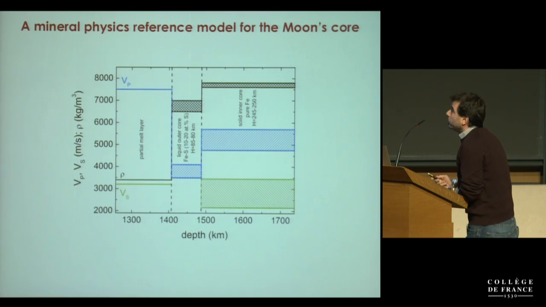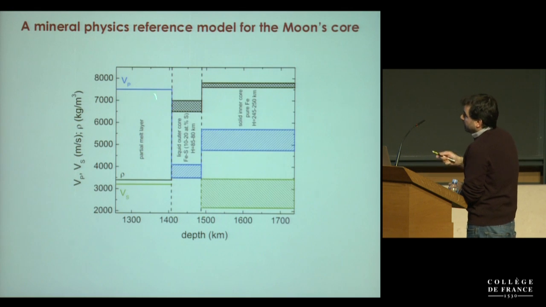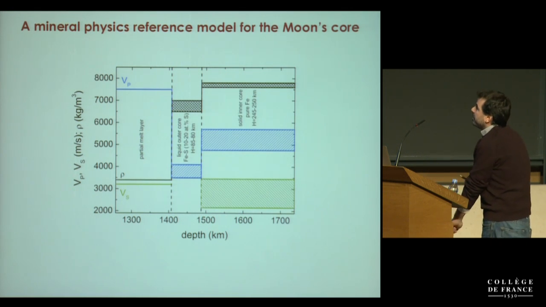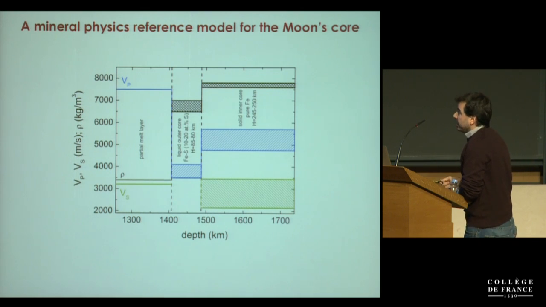And this is a cartoon summarizing our result. VP in blue, VS in green, and the density rho in black. This part here is assumed by the Weber et al. paper. Now, having the density and the velocity, we can go back to the seismic observation, in particular the travel time, and impose our velocity in the outer core and refine the position of the inner core boundary, getting an inner core around 250 kilometers in radius, sorry, not diameter, surrounded by 80 to 85 kilometer thick outer core.